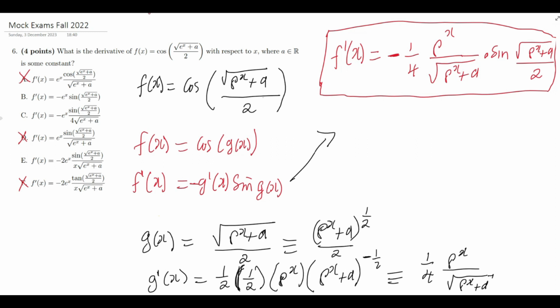So we start looking for our 1 on 4. This one does not have 1 on 4, this is out. This one has 1 on 4, this one does not, is already out. This one no 1 on 4, this is also out. And we are left with option C, and option C says that f inverse of x is negative e to the power x sine of this, which is exactly the same thing we have, right?